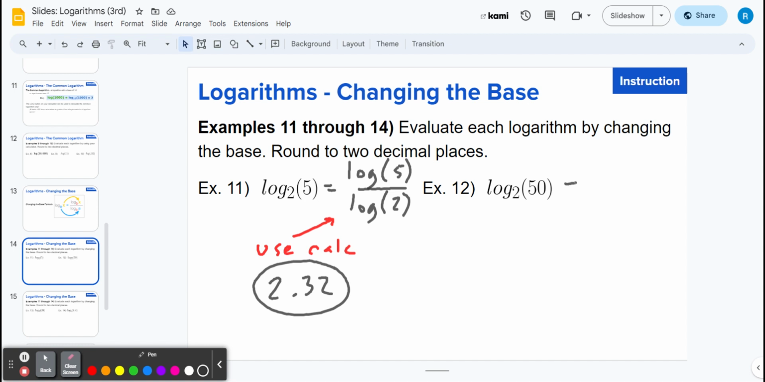Same thing can be done with example 12. And at this point, pause your screen, unpause it, try it for yourself as you go. We can take the log of 50 divided by the log of 2. If we do that, log of 50 divided by log of 2, rounding to 2 decimal spots, we get 5.64.